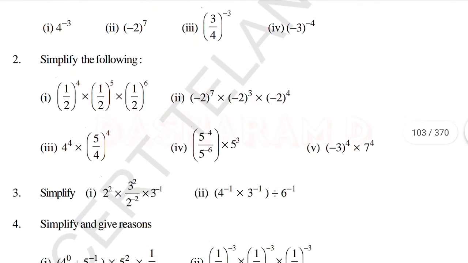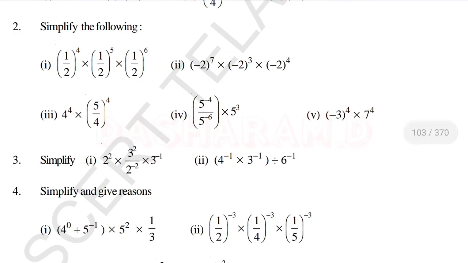Next, coming to third bit. The third bit is simplify. First question: 2^2 × 3^2 divided by 2^(-2) × 3^(-1).